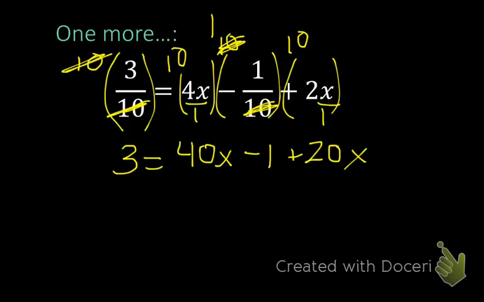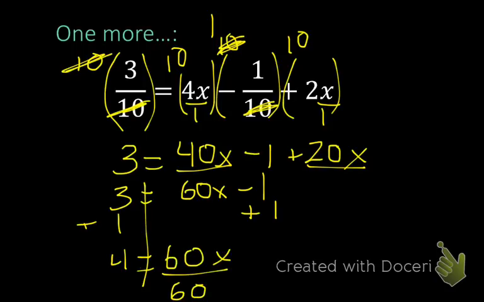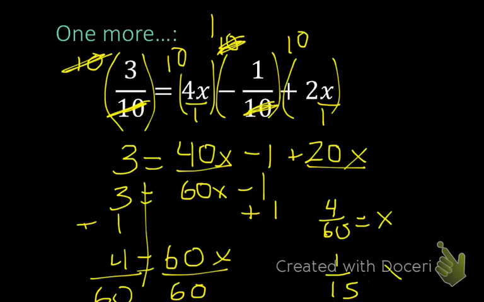Combine all my like terms, 40x and 20x. So 3 equals 60x minus 1. Add 1 to both sides. 4 equals 60x. Divide both sides by 60. 4 over 60 equals x. I can simplify. 60 can be simplified by 4, so it actually becomes 1 over 15 equals x. Final answer. That's hard to see. 1 over 15 is my answer.